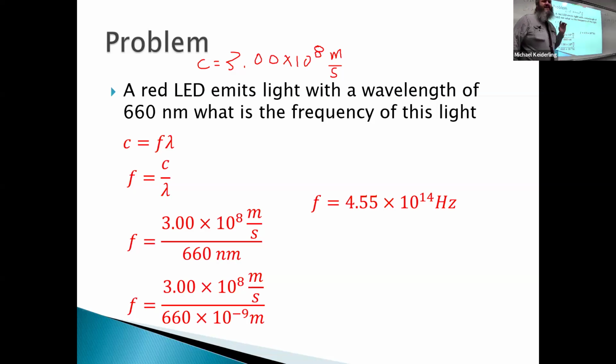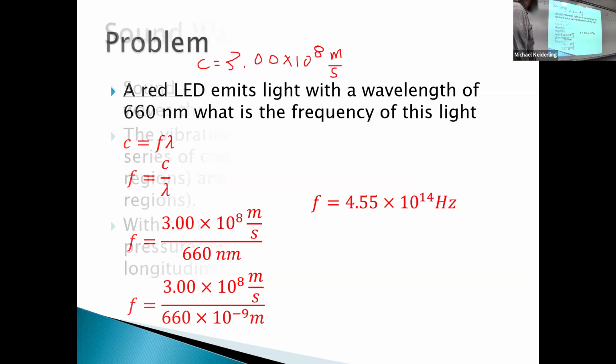So visible light will always be in the something times 10 to the 14 hertz range. This is the low end. The high end is going to be 7.5.